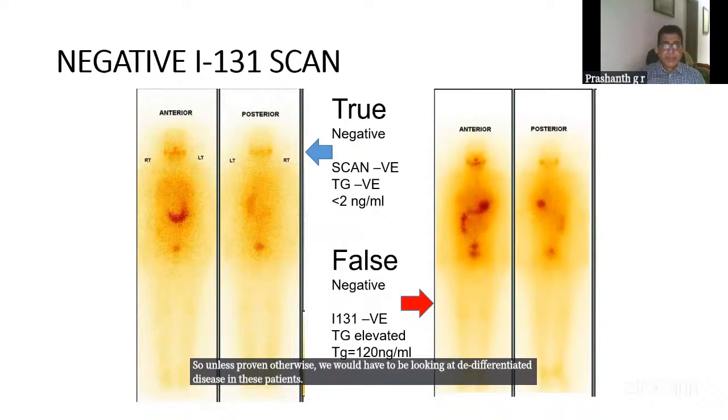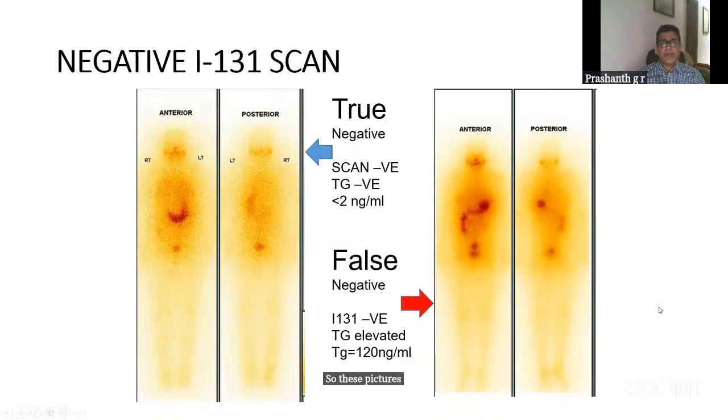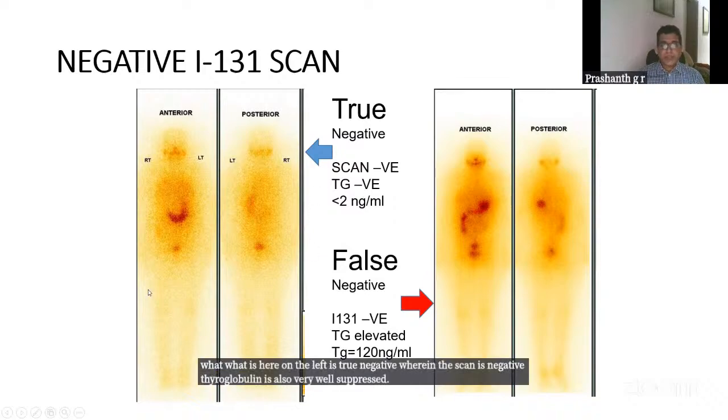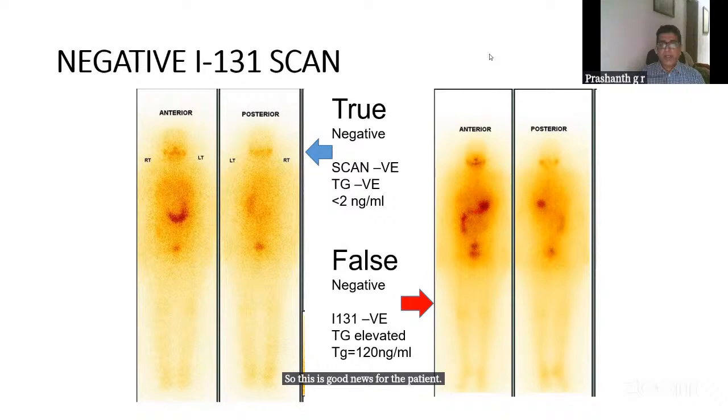So these pictures demonstrate the true negative from the false negative. What is here on the left is a true negative, wherein the scan is negative, and thyroglobulin is also very well suppressed. So this is good news for the patient, whereas a false negative is a negative iodine scan with elevated thyroglobulin, which is when we would have to look for dedifferentiated disease.